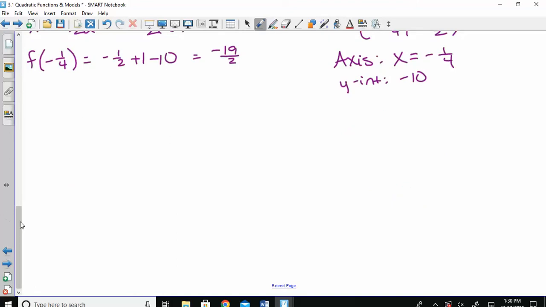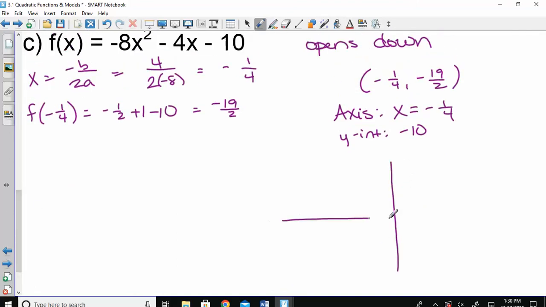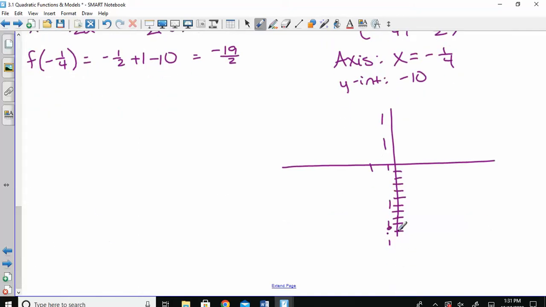If I asked you to graph this, do you guys remember from Friday? You start at your vertex. So negative 1/4, negative 19 over 2. Then you've got your vertical line. I drew that dashed. Your y-intercept was negative 10. I told you I wanted a minimum of 3 points, so you could go reflect that over and get your graph. Probably not a real pretty one to graph, but good to review after the weekend. Any issues with this?